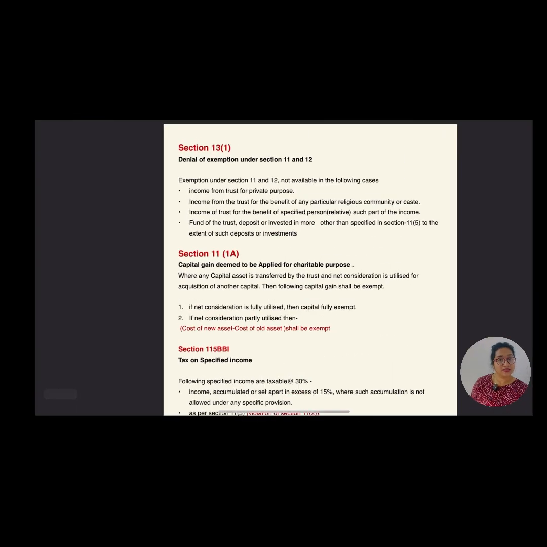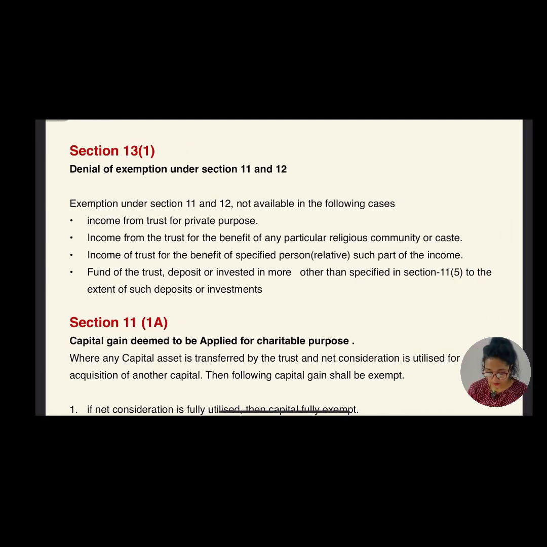Let's go for some of the other sections, okay. Section 13(1), which is denial of exemption under sections 11 and 12, we know this. Exemption under sections 11 and 12 is not allowable in the following cases. Income from the trust is for private purpose. Definitely, if it is done for any particular caste, particular community, in that case the exemption would not be allowed. And what if it is only used for the benefit of the founder or a member of the founder's family, the relative of that founder? In that case also the exemption would be denied.